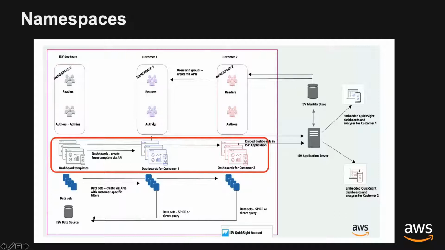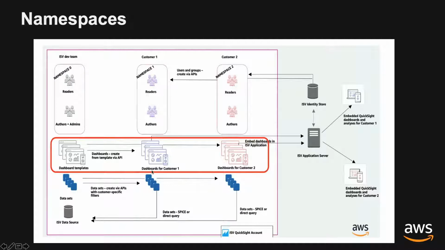Now this isolation applies only to users and groups, but all of the QuickSight resources like datasets, data sources, dashboards, and analysis, they all are created outside of a namespace. So this way, you can create one dashboard and you can choose to share it with just one namespace, or you can choose to share that dashboard with multiple namespaces if you think that data is applicable to all of your customers or multiple customers.